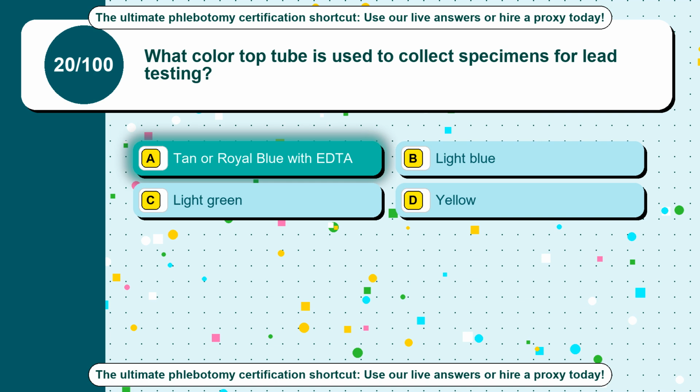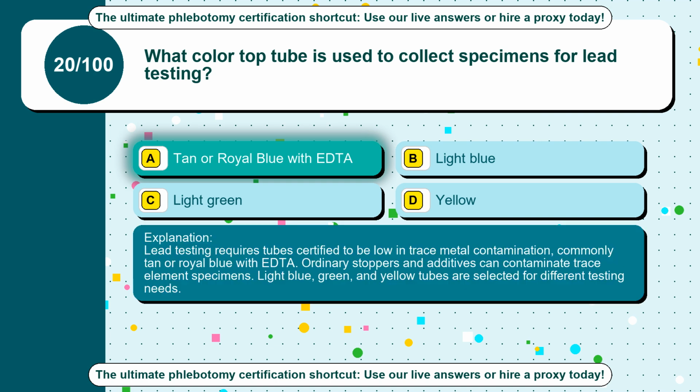The correct answer is option A. Tan or royal blue with EDTA. Lead testing requires tubes certified to be low in trace metal contamination, commonly tan or royal blue with EDTA. Ordinary stoppers and additives can contaminate trace element specimens. Light blue, green, and yellow tubes are selected for different testing needs.